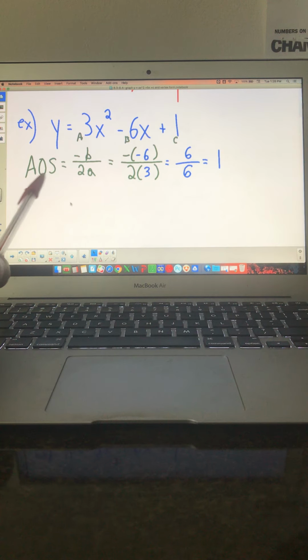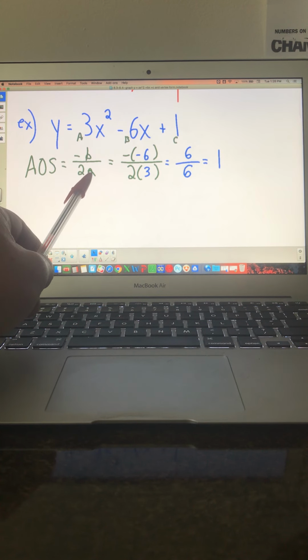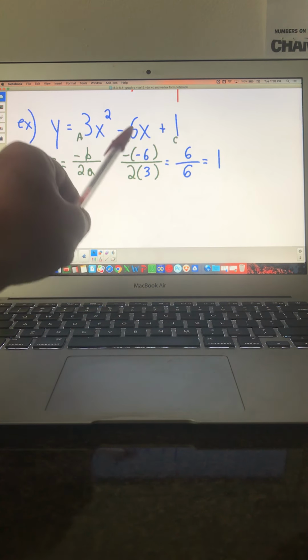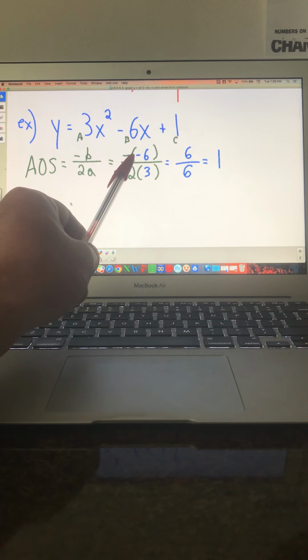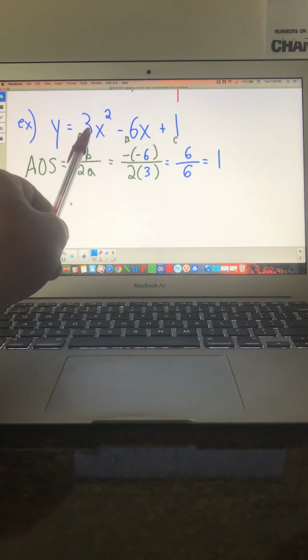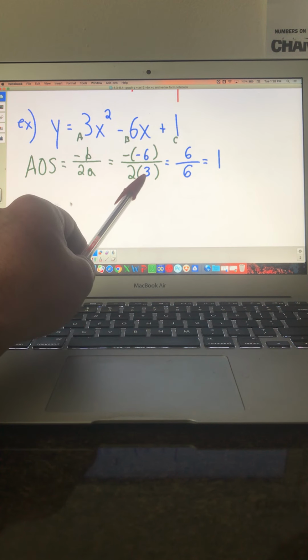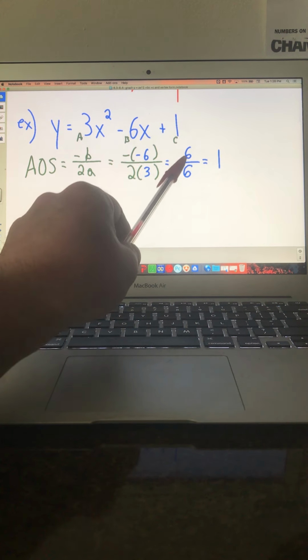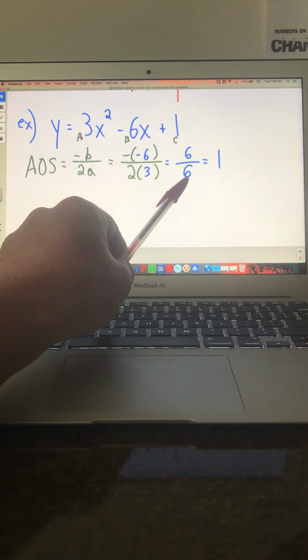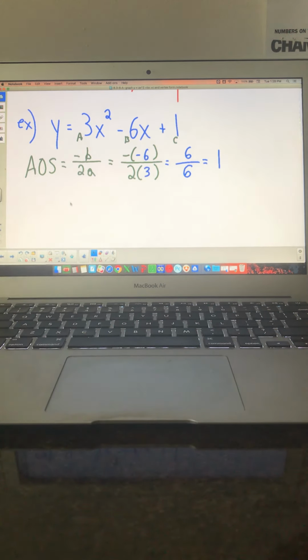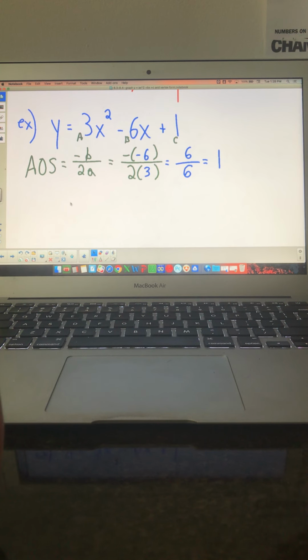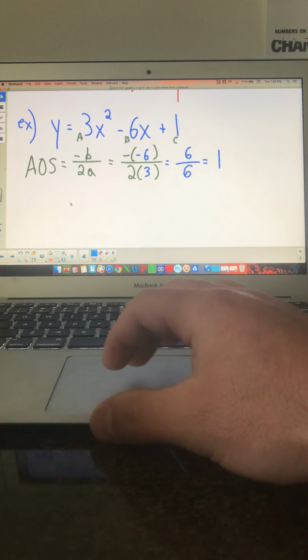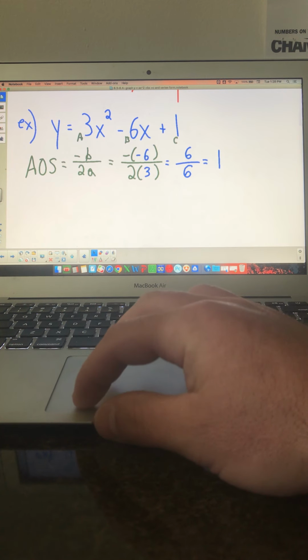We're going to plug it into the axis of symmetry formula. It's negative B. B is -6. That's why this is important here. Over 2A. A is 3. Let's simplify it. Up top becomes the +6. Down low becomes 6. And when we reduce it, it's 1. So our axis of symmetry is 1. All right. Now, let's go graph it.